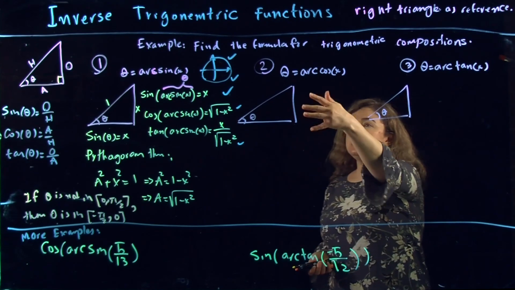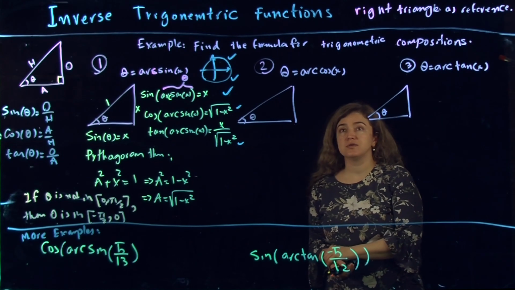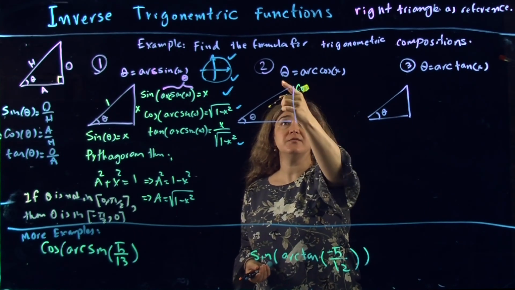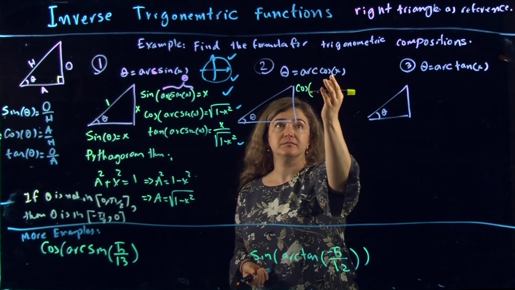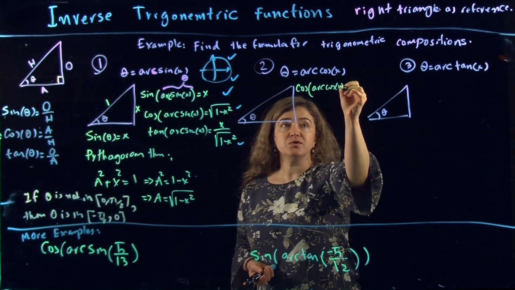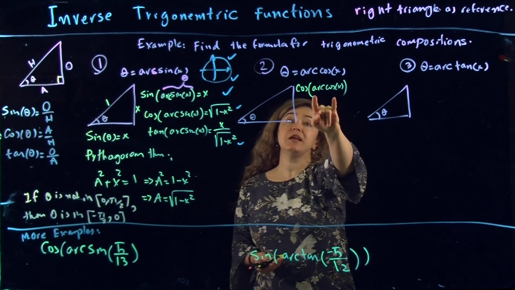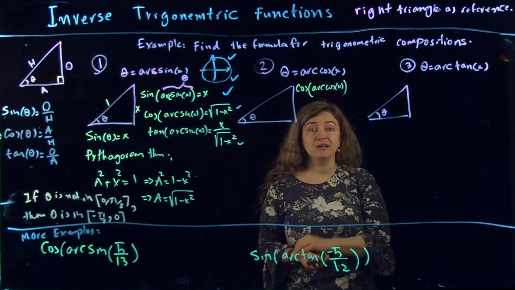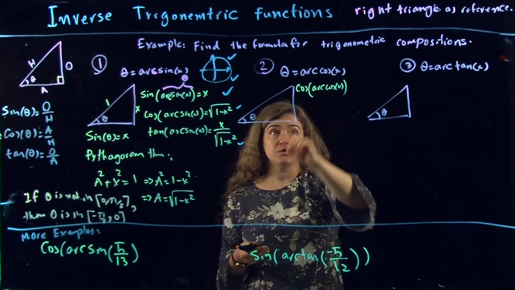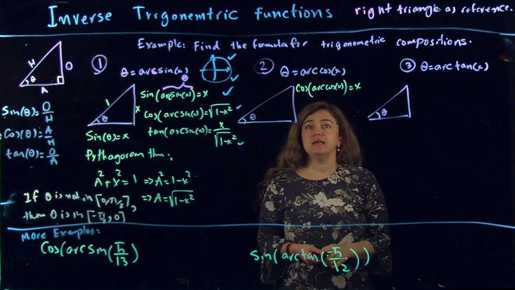Now, can we do the same thing for our cosine? Yes, we can do the same thing for our cosine. Again, when we start, theta is an angle whose cosine value is x. Cosine restricted to the range of the arc cosine is going to be a one-to-one function. Therefore, it's the inverse of arc cosine, and it's going to be equal to x. Now, how about sine?